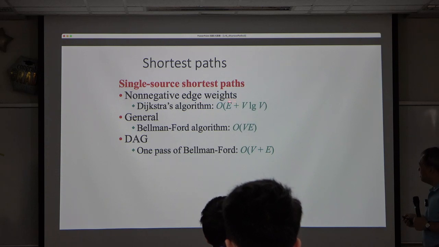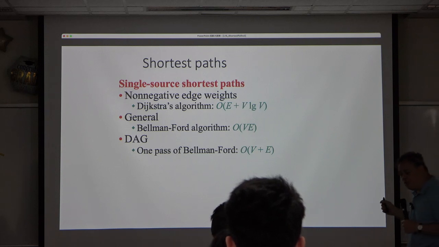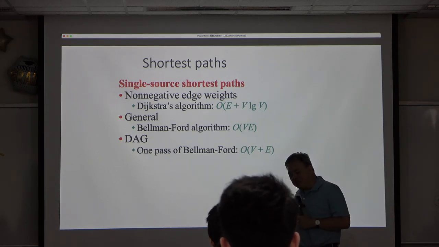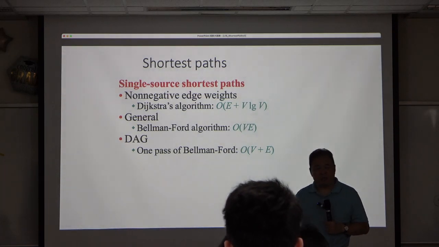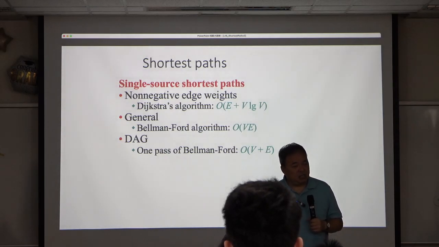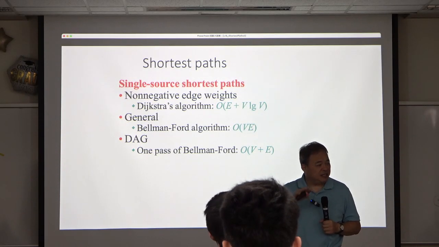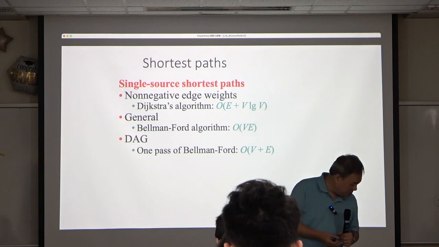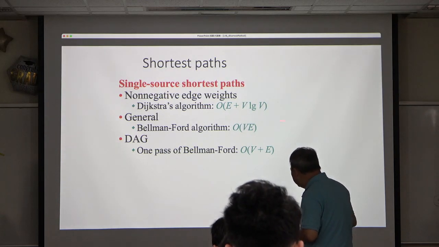For the single source shortest path, if all your edges are non-negative weight, then you can use Dijkstra, and the complexity is this one. This is the one without using the Fibonacci heap. After all, I told you the Fibonacci heap was not covered. Even though the Fibonacci heap is able to bring the complexity down a little bit, we didn't cover it. So if you use just a regular heap, this is what you get.